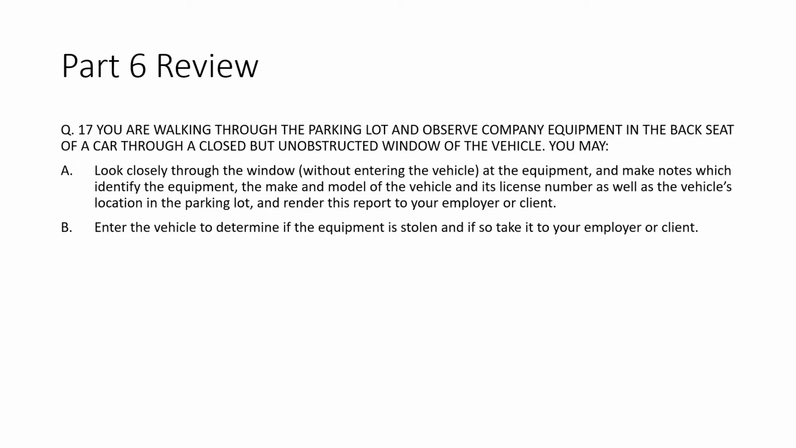Part 6, review. Question 17. You are walking through the parking lot and observe company equipment in the back seat of a car through a closed but unobstructed window of the vehicle. You may A, look closely through the window without entering the vehicle at the equipment, and make notes which identify the equipment, the make and model of the vehicle, and its license number, as well as the vehicle's location in the parking lot, and render this report to your employer or client. B, enter the vehicle to determine if the equipment is stolen, and if so, take it to your employer or client.